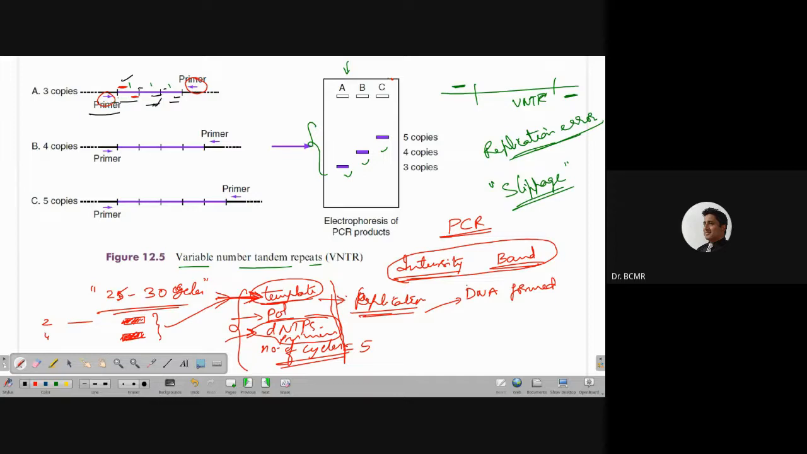Instead, if we have taken the borders of the genome from where the VNTRs actually start and end, then we can get results something like this. Based on their molecular weights or sizes, we can determine how many copies of the VNTR the genome has. Okay?